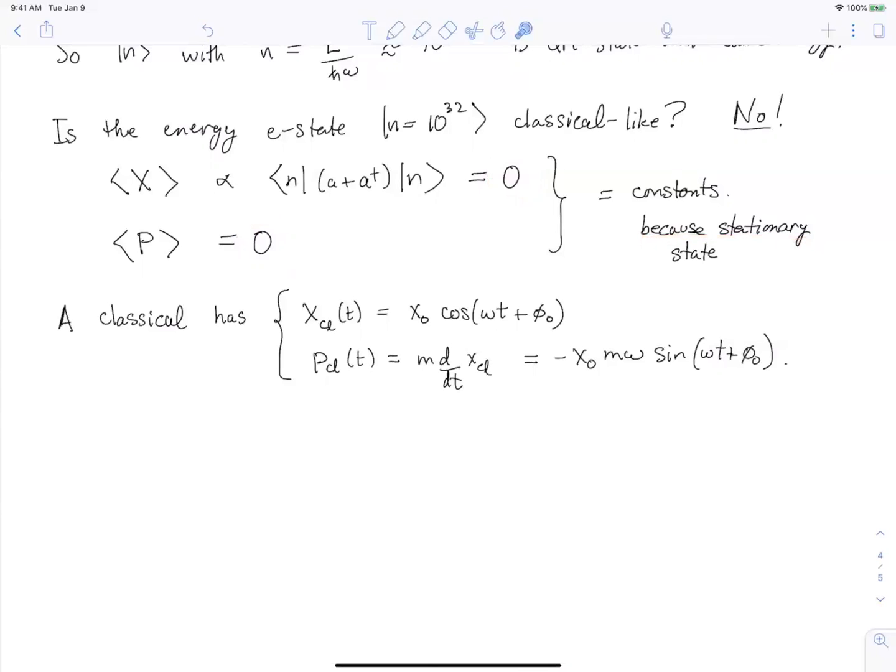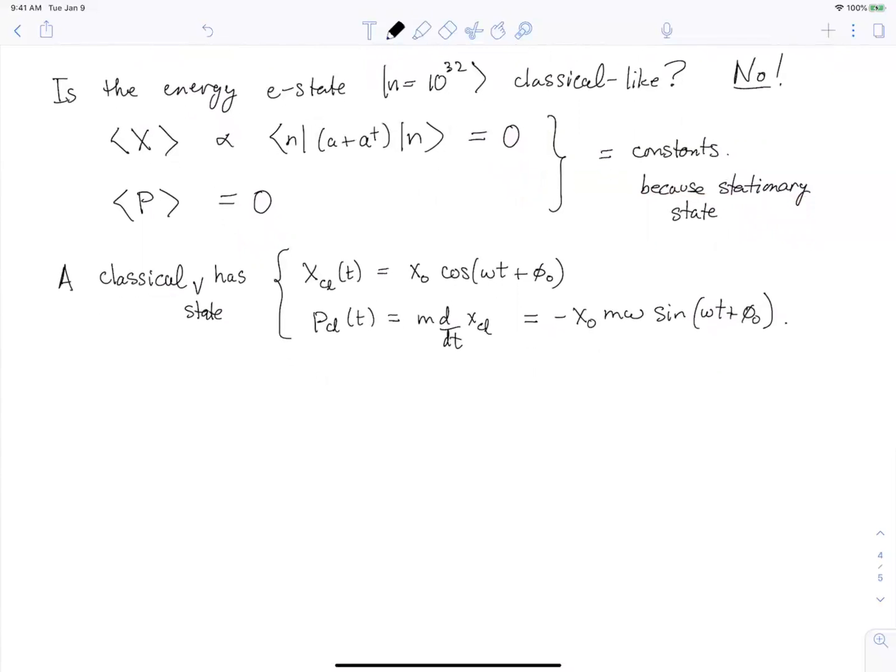So one thing that tells us is that when we're looking for a classical-like state, we don't want stationary states, because if it were a stationary state, the expectation values would just be 0. So we're looking for something that's not a stationary state if we want to describe something classically. Classical does not equal stationary state. In fact, in some ways, classical means sort of the opposite of a stationary state.